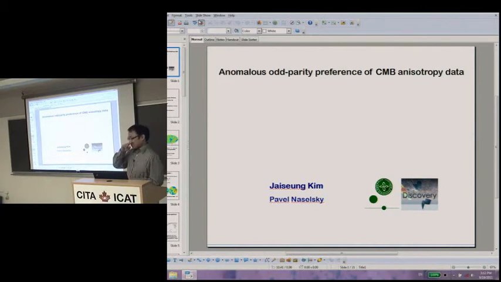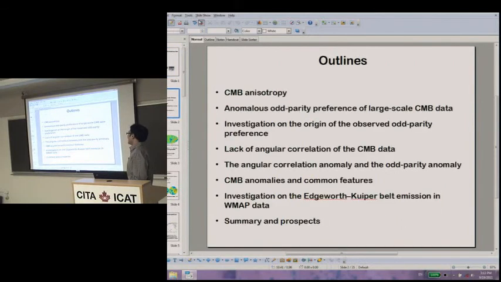Okay, so I'm going to talk about the anomalous odd-parity preference of CMB anisotropy data. That's the main topic for today's talk. The outline is: I'll briefly review the basics of CMB anisotropy, and then the anomalous odd-parity preference found in the large-scale CMB data. And then I'm going to discuss our investigation on the cosmological or non-cosmological origin of this anomaly.